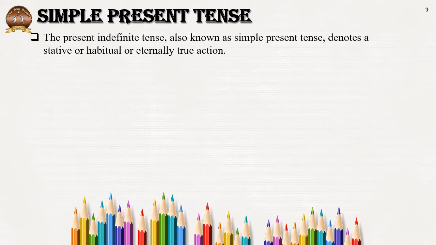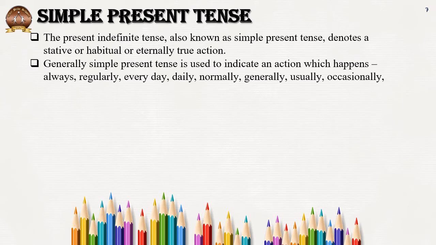Now simple present tense, it is also known as present indefinite tense, right? It denotes a stative or habitual or eternally true action that's always true. Generally, simple present tense is used to indicate an action which happens always, regularly, every day, daily, normally, generally, usually, occasionally. So whenever you find something in accordance with these explanations, they are always expressed in simple present tense.